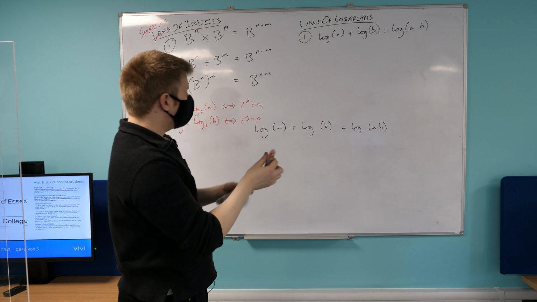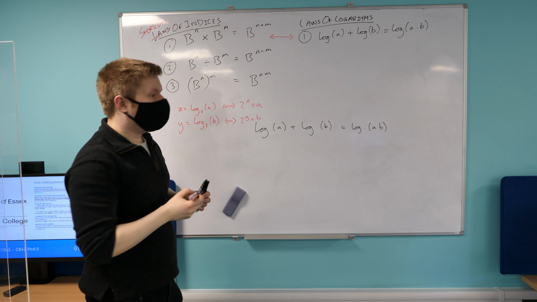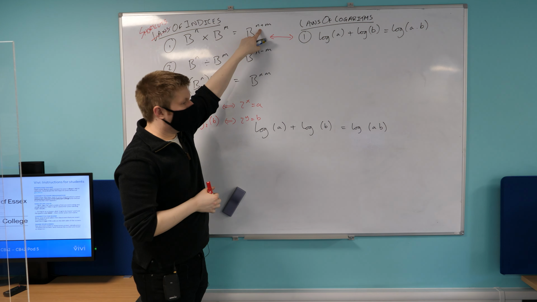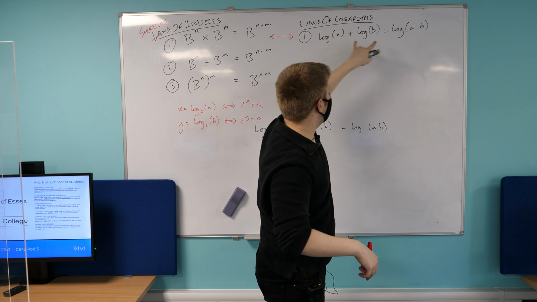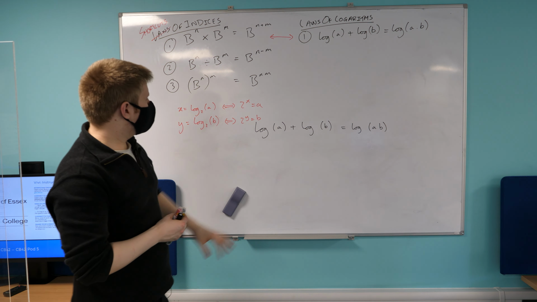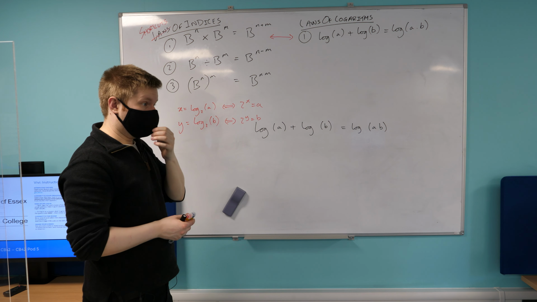Are you happy that that is analogous to your first law of indices? Multiply the bases, add the powers. A logarithm is just really looking at the perspective of the powers, so I'm adding the powers and I'm multiplying the bases down there. Does that make sense? Yep.